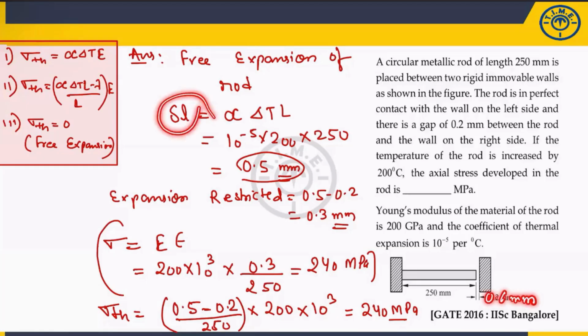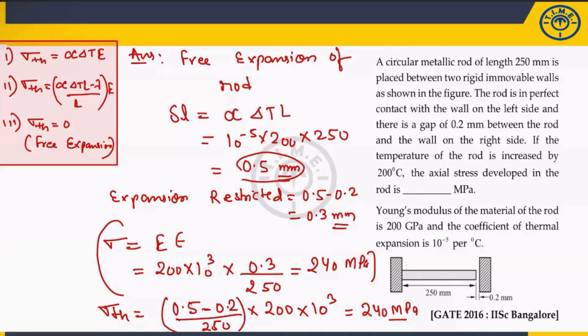But how much elongation are you getting? 0.5. That means this portion is not touching the surface. How will the reaction come? If there is no contact, if there is no reaction, then there is no resisting force, and the stress value is 0. That's why I told you I will discuss this.